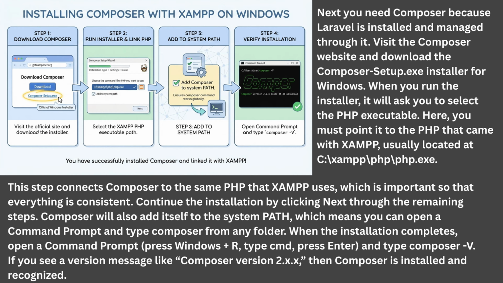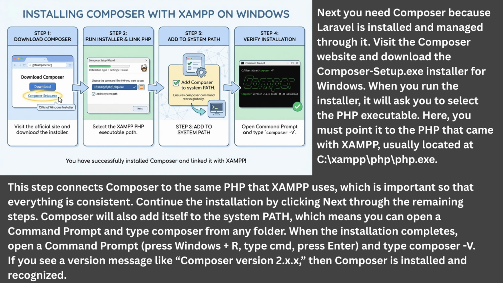Once the installer launches, it will guide you through several steps, and one of the most important steps is selecting the correct PHP executable. Here, you must make sure to point Composer to the PHP version that came with XAMPP. This file is typically located at c:\xampp/php/php.exe. Selecting the XAMPP PHP file ensures that both XAMPP and Composer are using the same PHP environment, which avoids conflicts later on.